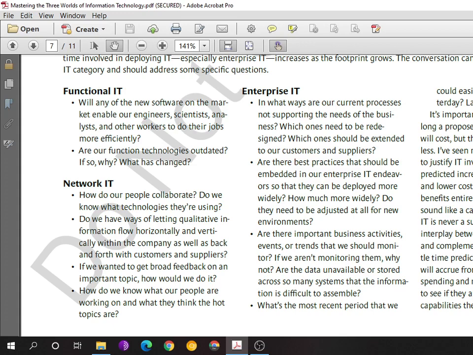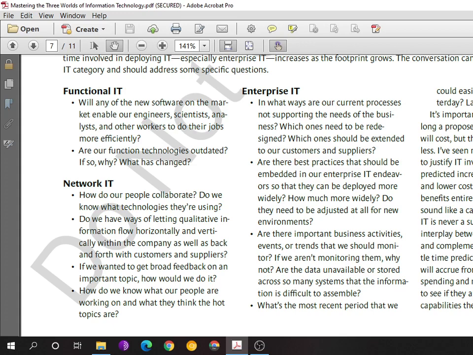If you're talking about functional IT, you should be asking, will any of the new software on the market enable our engineers, scientists and analysts and other workers to do their jobs more efficiently? If it will make them efficient, then we think about it. Otherwise we don't. Are our functional technologies outdated? If so, what has changed? Don't just go and get the new version of Microsoft Word because it's new. Get it if you are unable to do something in your older version of Microsoft Word. Only then it makes sense.